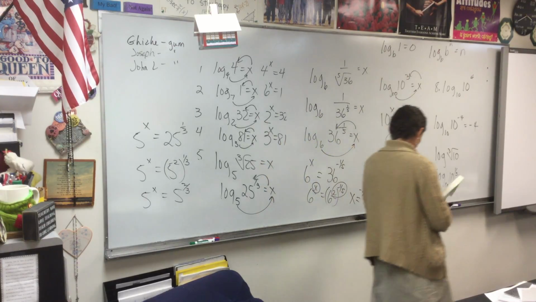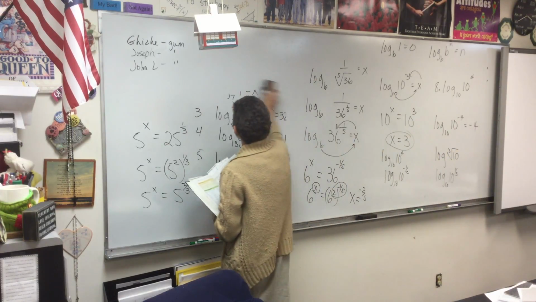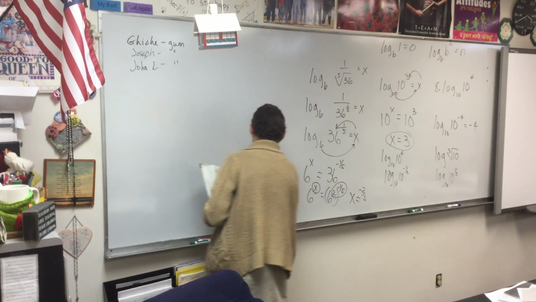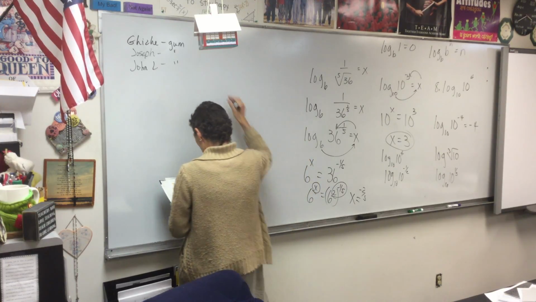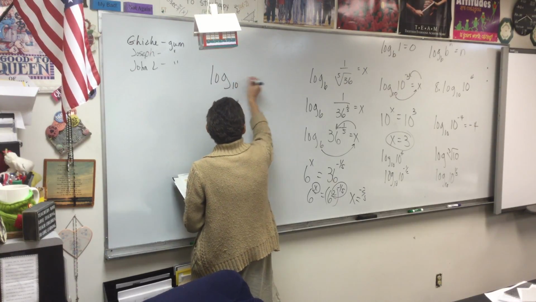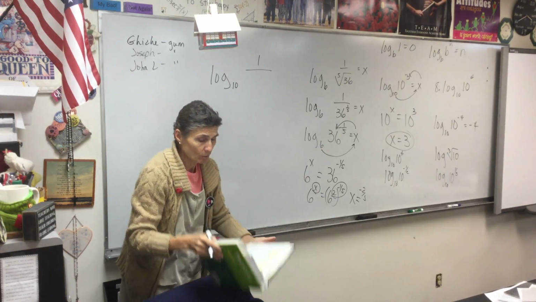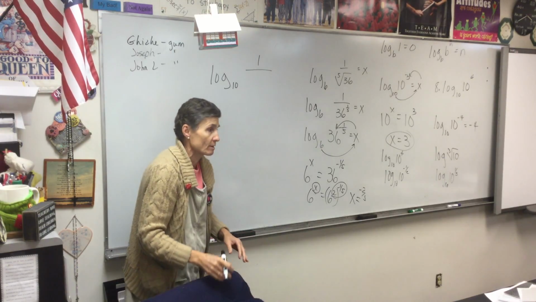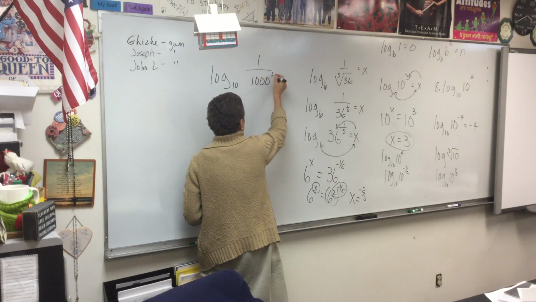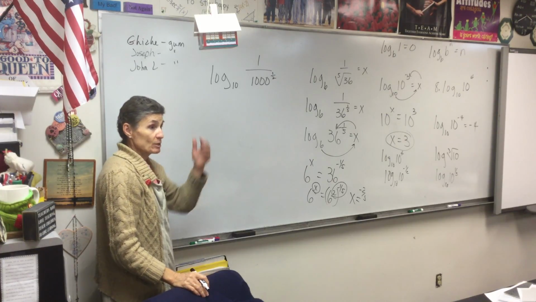Oh my. A little bit harder, number 12. Take it a step at a time. Don't try to just guess. What do we have in number 12? We have the log base 10 of 1 over the square root of 1,000. I am not going to write that radical because I don't do radicals and logarithms. They do not mix. So 1,000 to the 1/2.